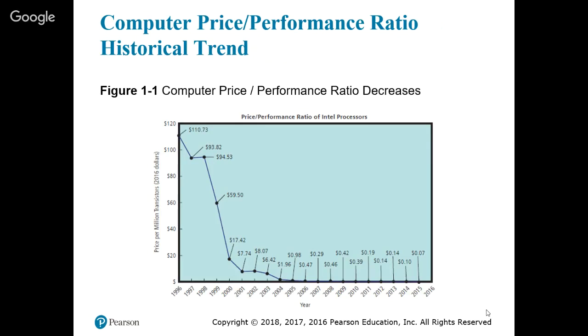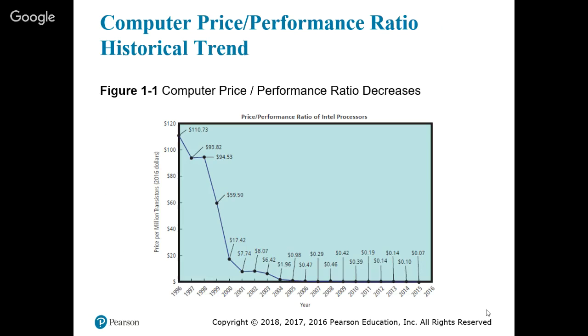Something else you need to be familiar with, and this is really interesting, is the way the computer price and performance ratio decreases. What we mean by that is, in 1996, how much was the price per million transistors? A transistor is basically a switch inside a computer that makes the computer work. The more transistors a computer has, the more powerful it is. The price per million transistors back in 1996 was $110, and computers have millions of transistors inside them.